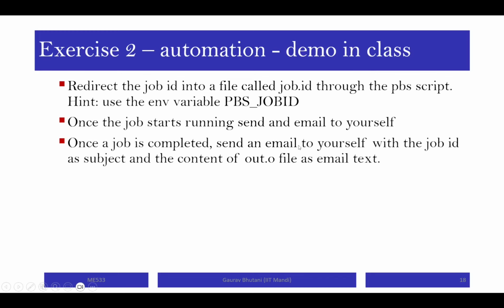With that email, you should get the job ID as subject, so that if you have many jobs running, or rather the job name, whatever you want, the subject should be concise with the details of the job, and the content of out.o should be included in the email message. Let's have a look at the workflow for this. Let's work on sending you an email once the job gets submitted.